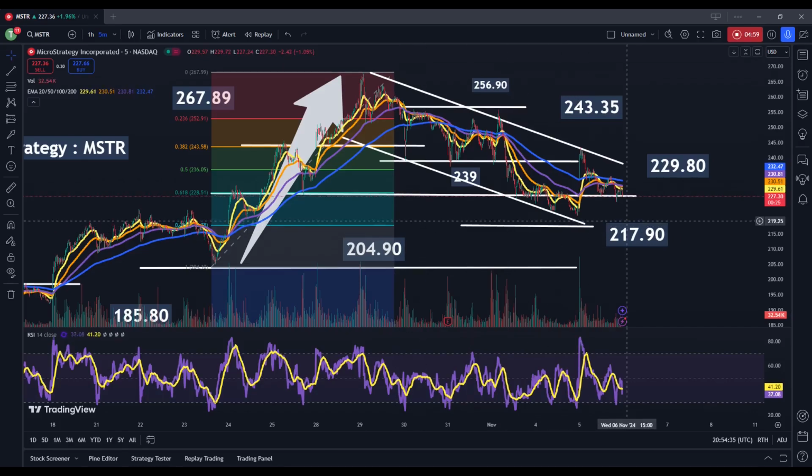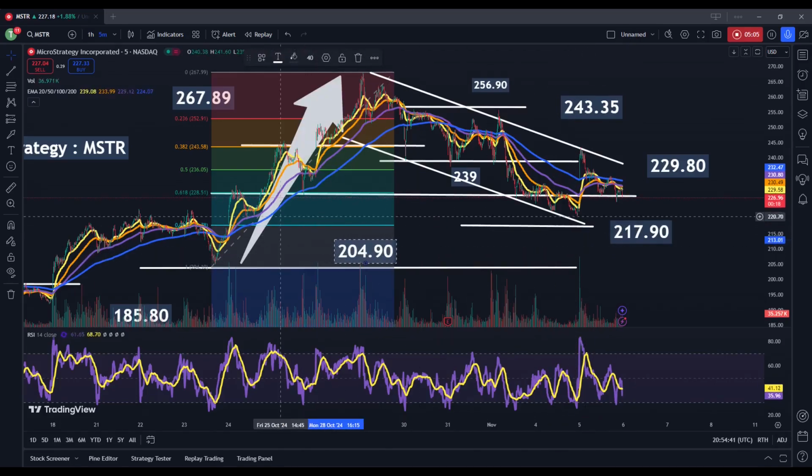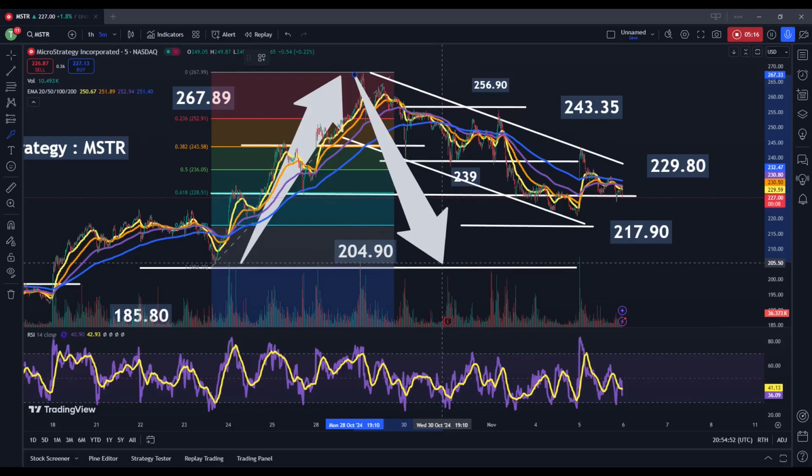And then if we lose 217.90 as a region of support, the next level that you have to watch to the downside would be 204.90. And the reason I say that is because once you lose the 78.6% Fibonacci retracement, the next expectation is for share prices to retrace the full price move. So that would be the entire price move, the 100% retracement.